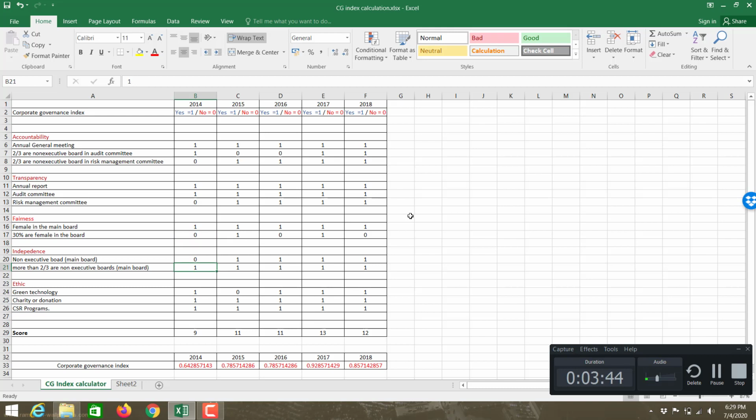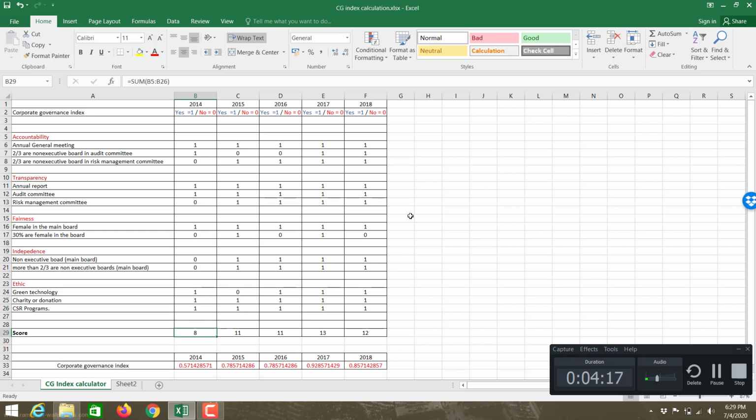In terms of independent, the non-executive board, they don't have it. See, because this is a family-owned business, you don't have that many non-executive board members in the main board. And more than 2/3 non-executive in the main board, of course, if there is none here it is also supposed to be 0. And green technology, yes they do have it, that's why I put 1. Charity, they do have, 1. CSR program, they do have it, 1.